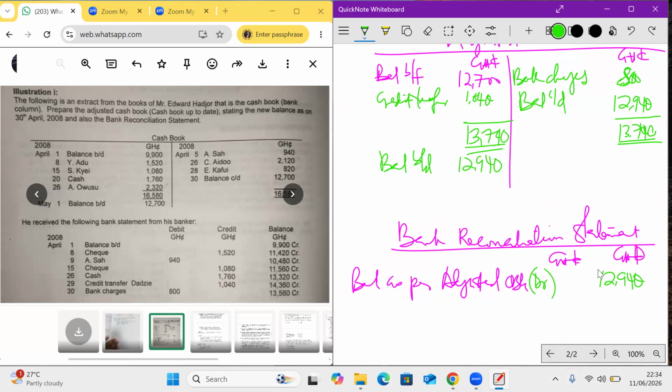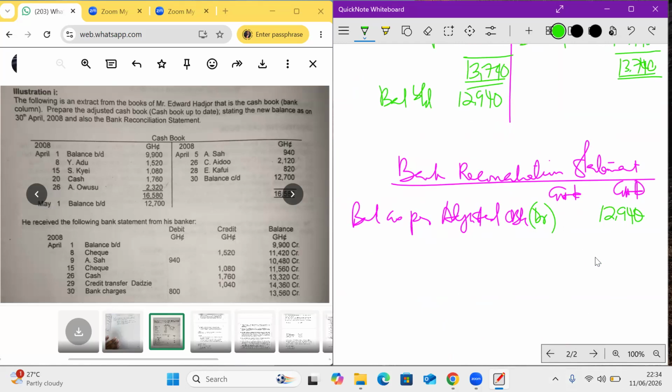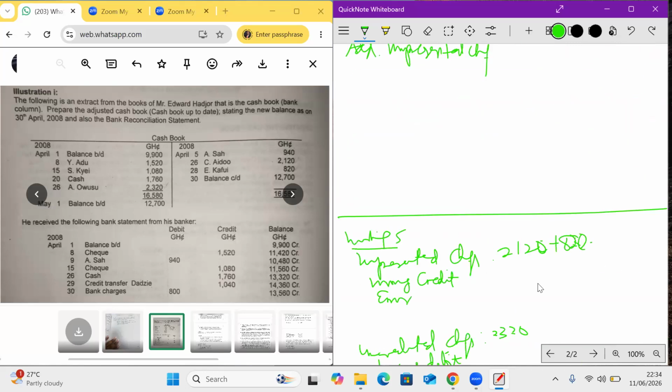Are we okay? Then what else? That's all. Then you are preparing... Add unpresented checks. Okay, let's see. Unpresented checks. How many checks? There were two. So we have what?